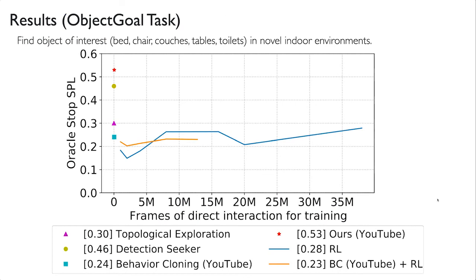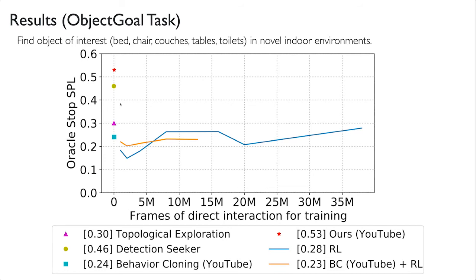Okay, good. Here are some results. So this is, again, as I said, for this object goal task, we are measuring SPL, which is how efficiently are you able to get there. And here are some different methods. The red star is basically our method, which has been trained on YouTube videos. It does pretty well. We are comparing against RL-based methods, which are these lines, which take a lot of interaction samples for training, but are actually quite far from the performance that our policy is able to get.